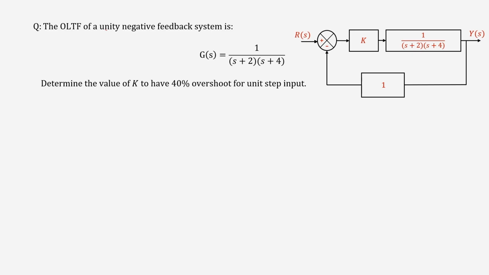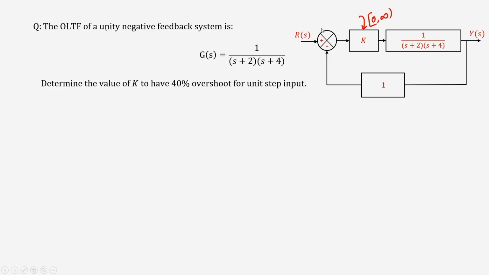The question is to determine the value of k. Here k is a positive value from 0 to infinity. We have to determine the value of k so that we attain 40% overshoot for unit step input. If I give a unit step input here, I should attain 40% overshoot.